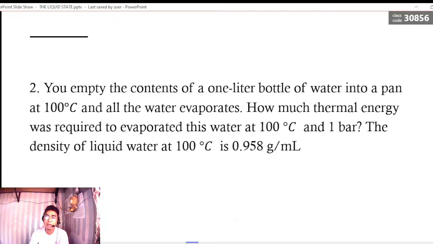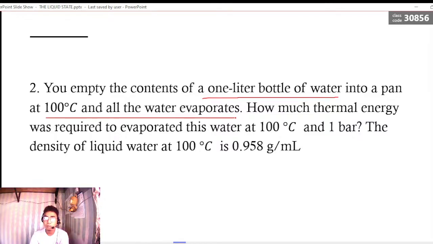So let's move to the second example. You empty the contents of a 1 liter bottle of water into a pan at 100 degrees Celsius and all the water evaporates. How much thermal energy was required to evaporate this water at 100 degrees Celsius and 1 bar? The density of liquid water at 100 degrees Celsius is 0.958 gram per milliliter. So what are the givens here? We have here the 1 liter bottle of water. We have also the molar heat of vaporization at 100 degrees Celsius.